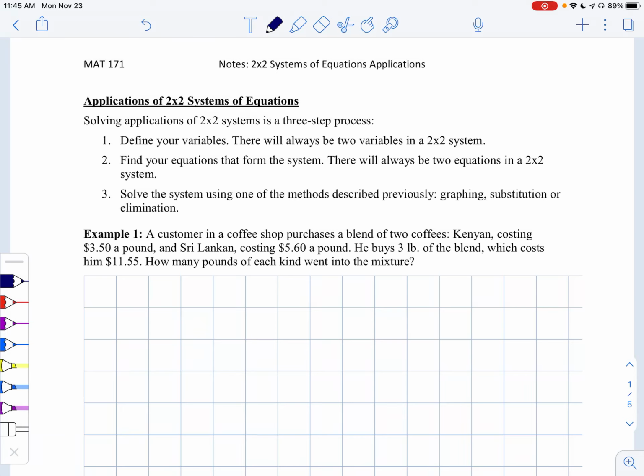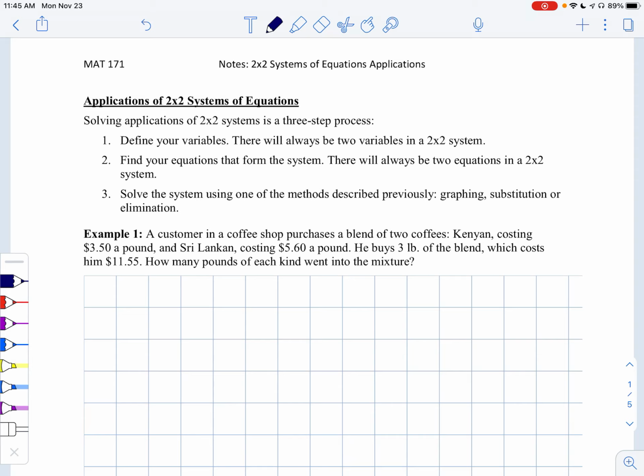In the last two videos, we looked at different ways that we can solve two by two systems of linear equations. We looked at solving them with graphing, substitution, and elimination. Substitution and elimination are going to be the two primary ways that we go about solving these because graphing tends to be a little bit inconvenient sometimes.